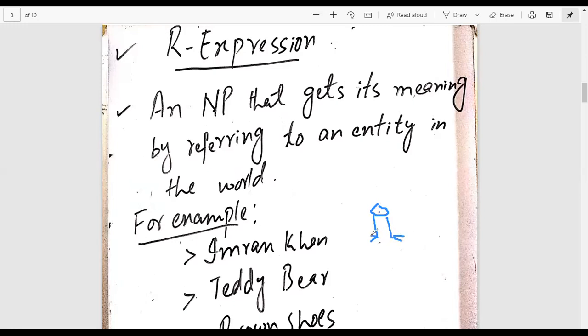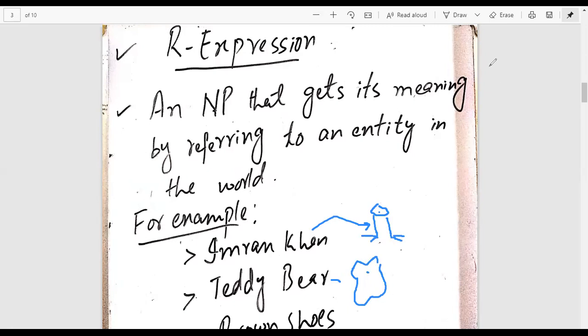So we get this meaning by referring to an entity in the world. So this Imran Khan refers to a person like this, right? So this is teddy bear. So you can again draw this somehow like this one. Okay? So this teddy bear again refers to an entity in the external world.